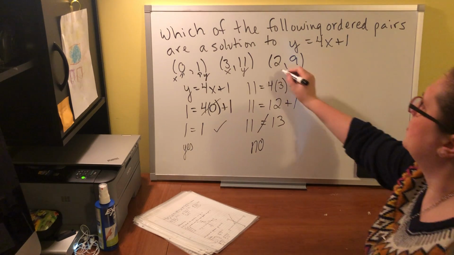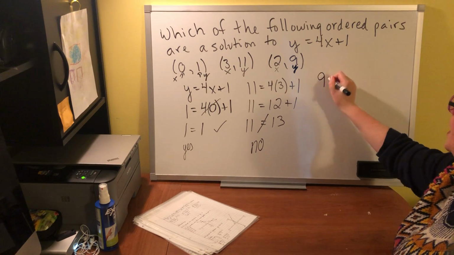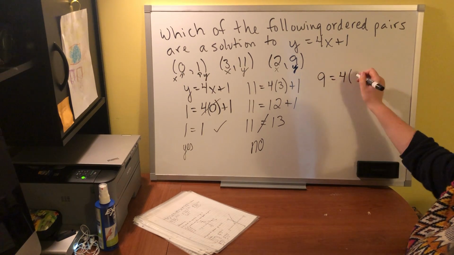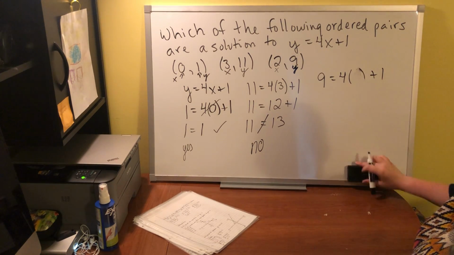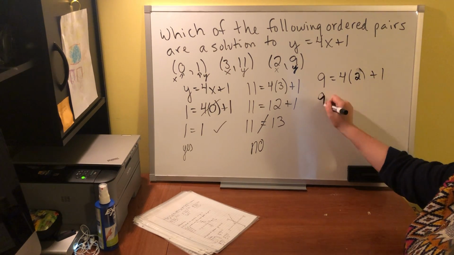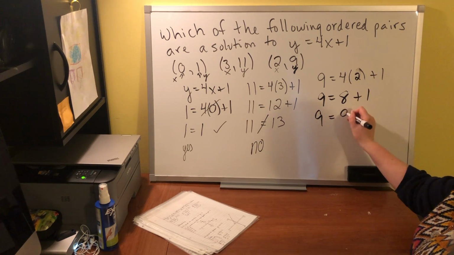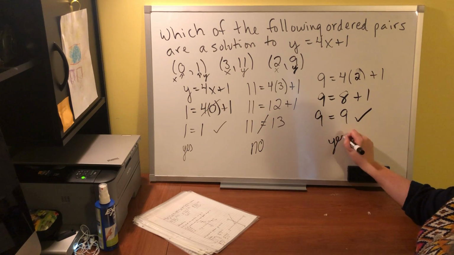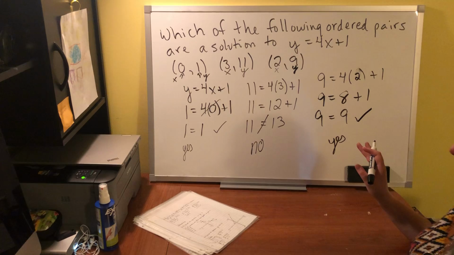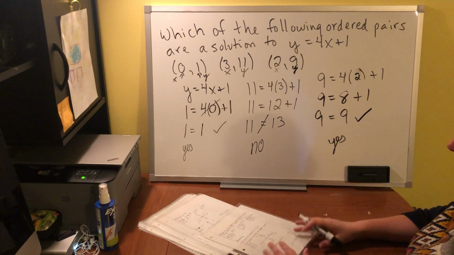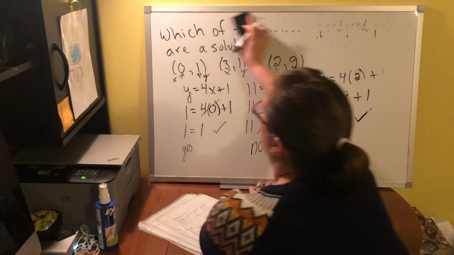Let's look at the last one. We have 2, 9. So y is 9 equals 4 times x, where x is 2, plus 1. So 9 equals 4 times 2 is 8 plus 1. So 9 is 9. So yes, this is a solution. This is another type of problem they're going to ask you to do. Okay, moving on to something else.